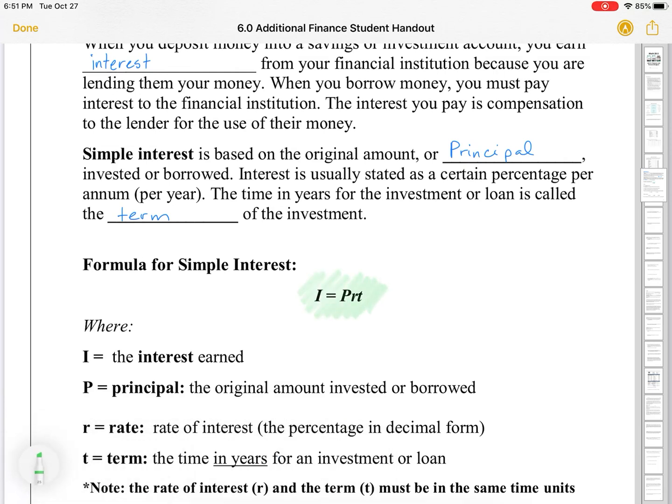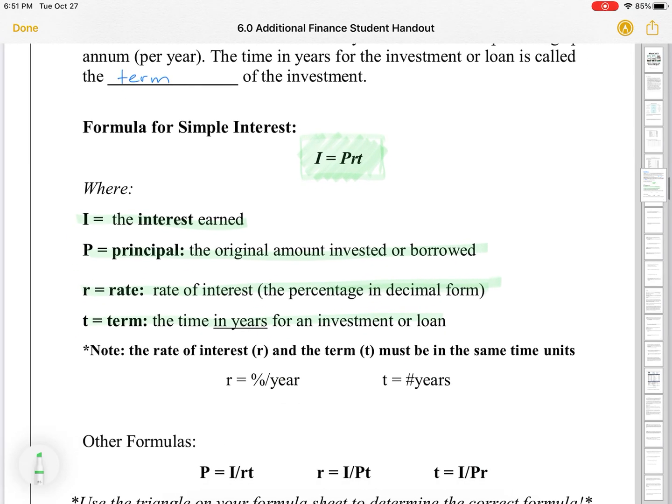Formula for simple interest. I is the interest earned. P is the principal, the original amount invested or borrowed. R is the rate in decimal form, and T is the term in years for the investment or loan. So that should look very familiar to us all. Note, the rate and the term must be in the same time units. So generally speaking, we're doing the rate per annum, so per year, and the time is the number of years.